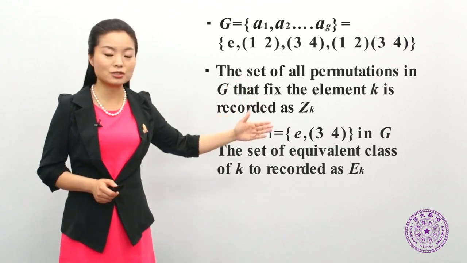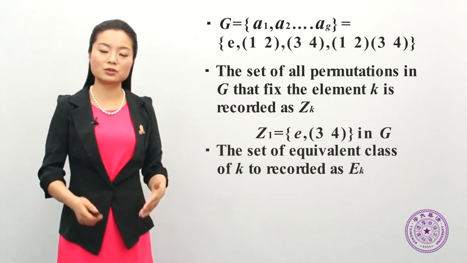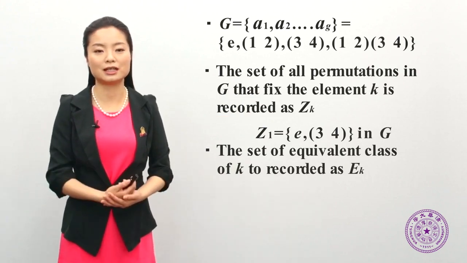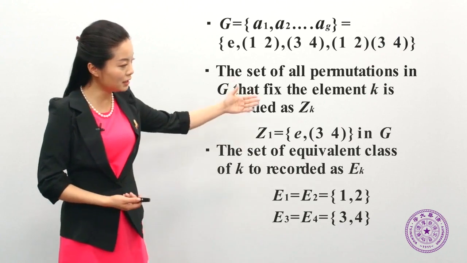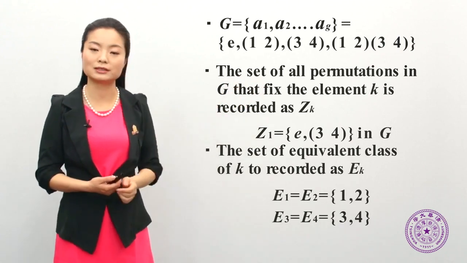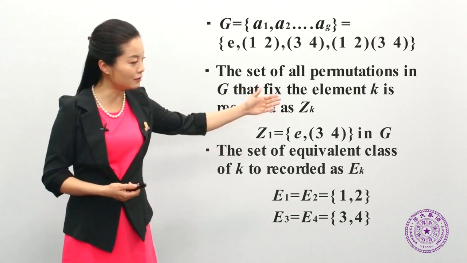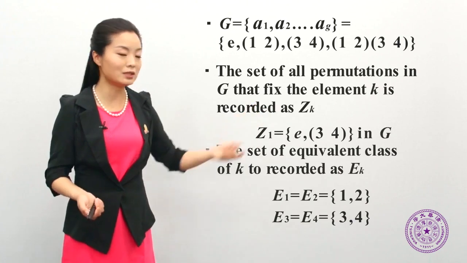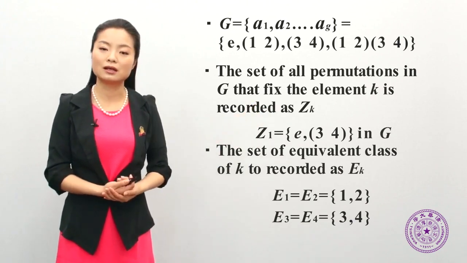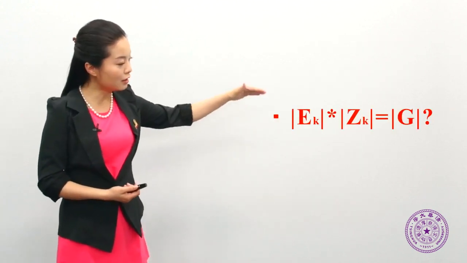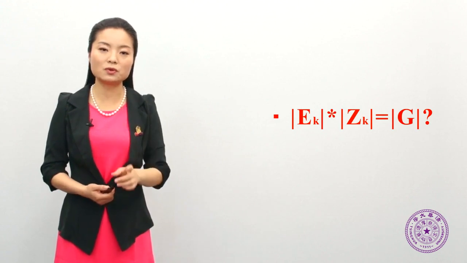There's still the equivalence class. Equivalence class means that for such an element, if it could be transformed into another element, then these two elements belong to an equivalence class. And this time, we will realize 1 can be transformed into 2. Therefore, 1 and 2 belong to the same equivalence class. E1 is equal to E2 is equal to {1, 2}. Similarly, 3 can be changed to 4. Therefore, E3 is equal to E4 is equal to {3, 4}.